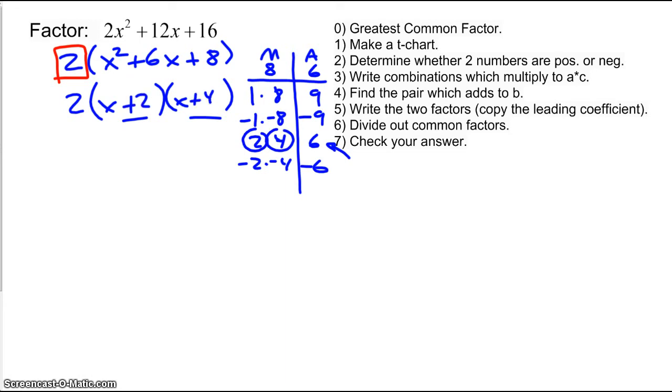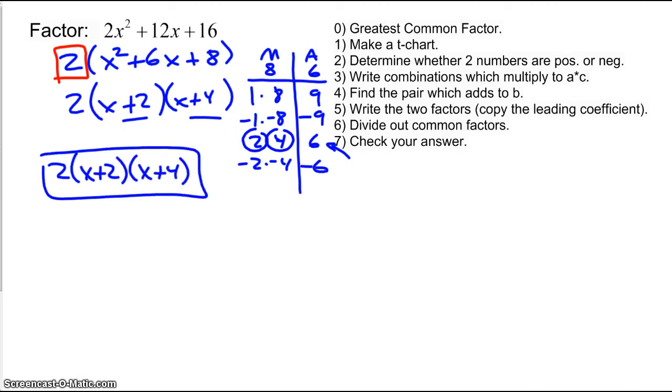So let me just write it over again. Here is the original expression, but factored completely. I have the two binomials that I was able to factor because I first factored out a 2. So really there are three factors here. There's the 2, there's the x plus 2, and the x plus 4.